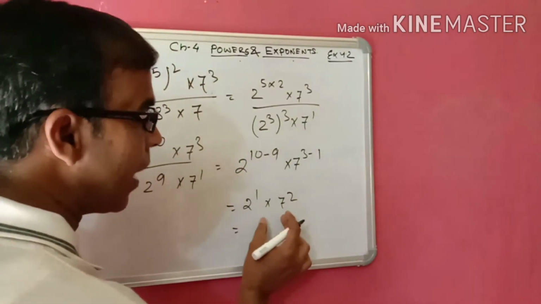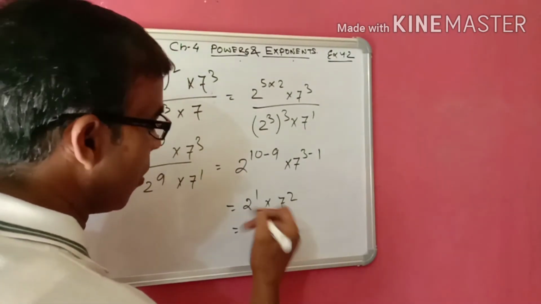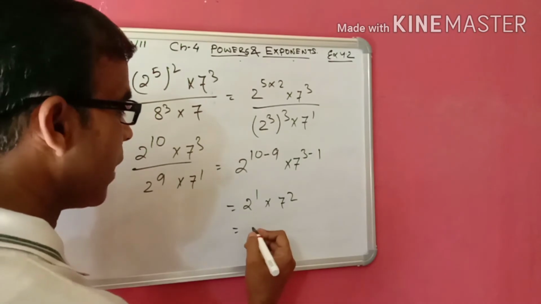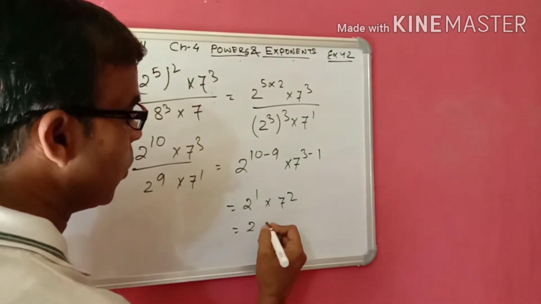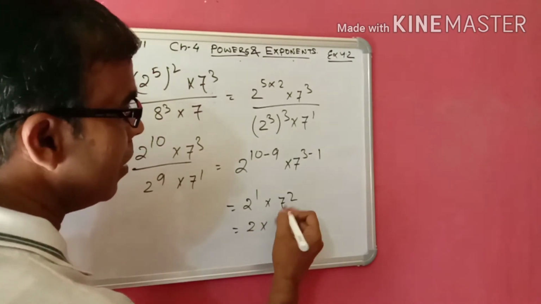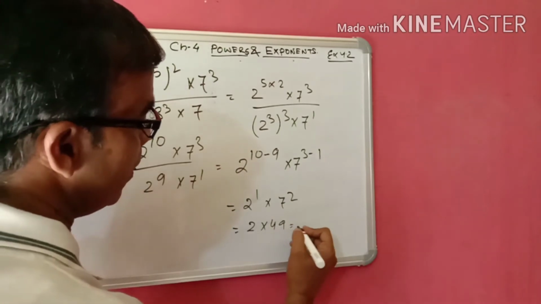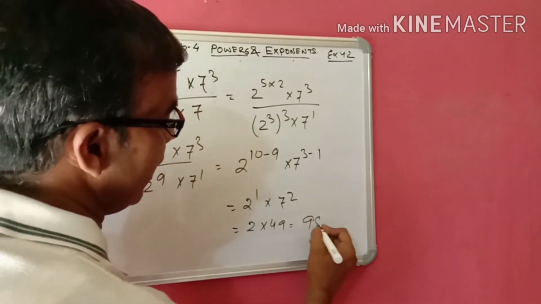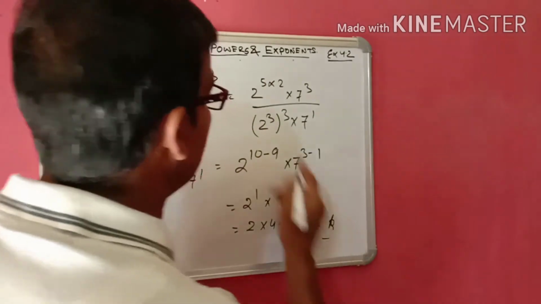Now you can leave your answer up to here, or you can write it like this: 2 into 7 to the power 2, means 49, means 98. This is your required answer. Write down. This type of question is very important.